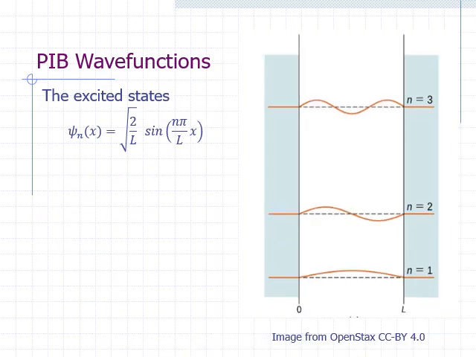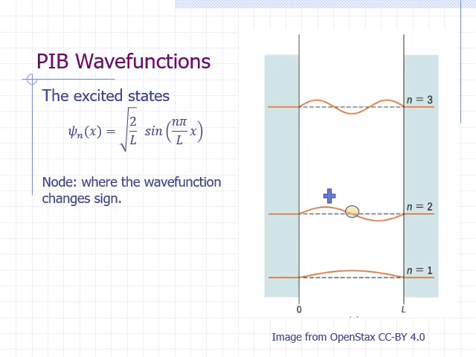How do the functions differ? One thing you can observe here is that excited states have nodes. A node is a location where the wave function changes sign. Consider the wave function for n equals 2. It has one node, here in the middle of the box, at x equals L over 2. To the left of this location, at x less than L over 2, the wave function is positive. To the right of this location, at x greater than L over 2, the wave function is negative.